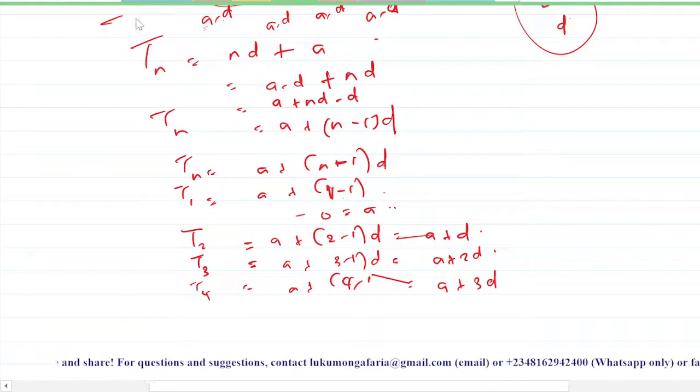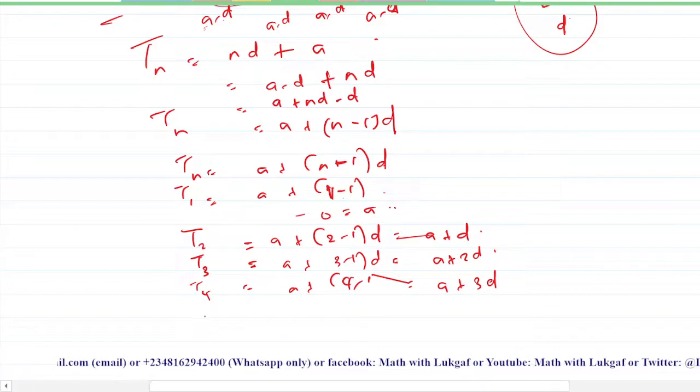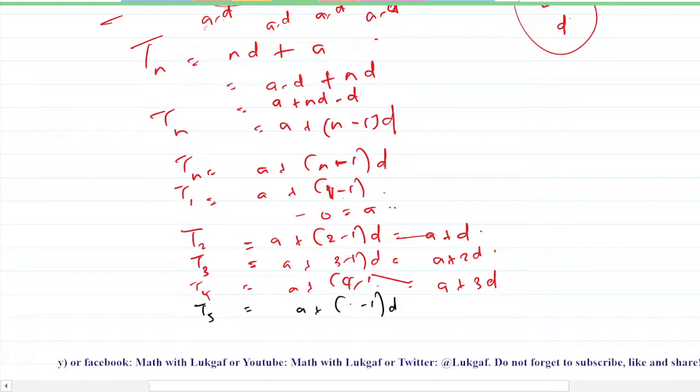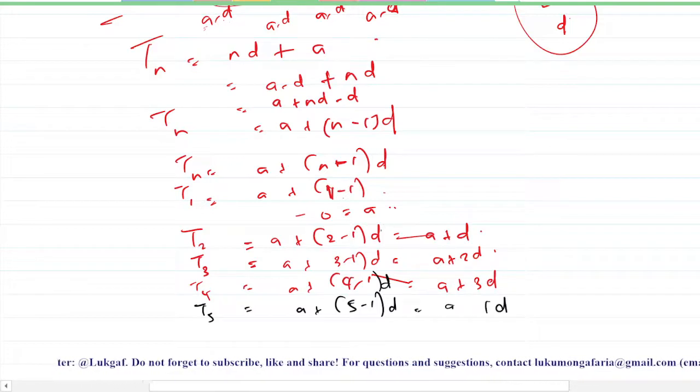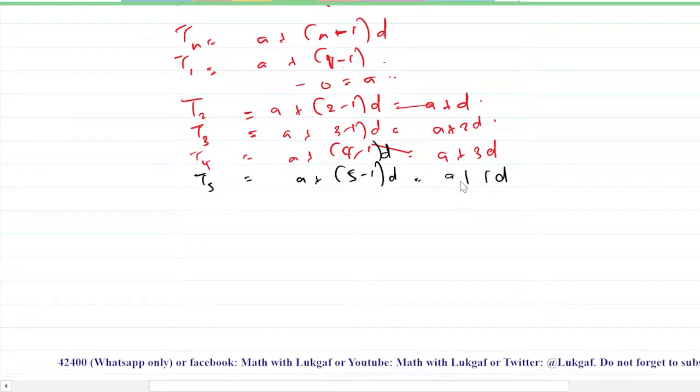Let me change the marker, maybe. Then my T5 will give me A plus 5 minus 1 into D, so that is A plus 4D. So what do you observe? If you check the terms very well, my first term is A, my second term is A plus D, my third term is A plus 2D, my fourth term is A plus 3D, my fifth term is A plus 4D.